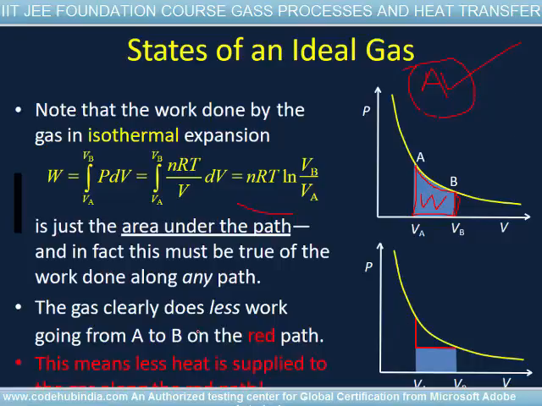So gas clearly does less work going from A to B on the red path. This means less heat is supplied to the gas along the red path. If we drop like this, then due to some reason the gas will, if we consider this area, then work done will be less. How much? Total W minus this area. Okay, clear?